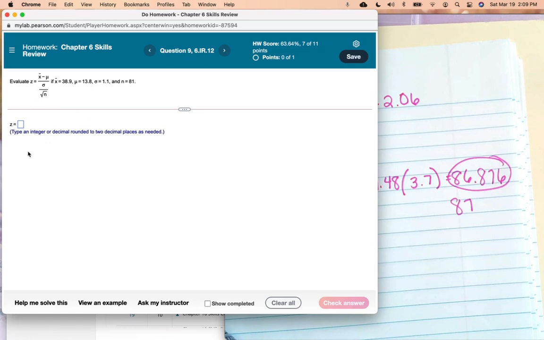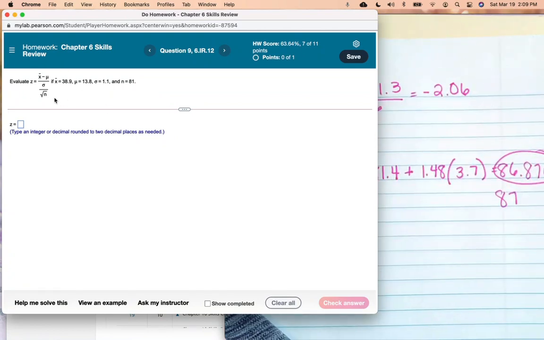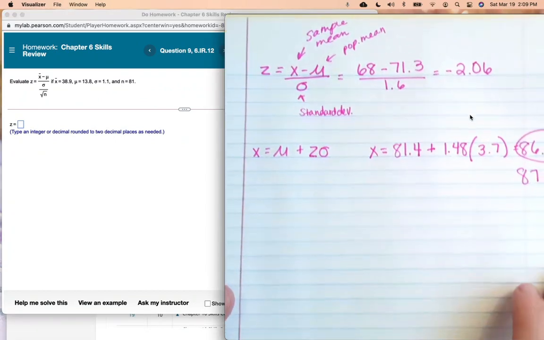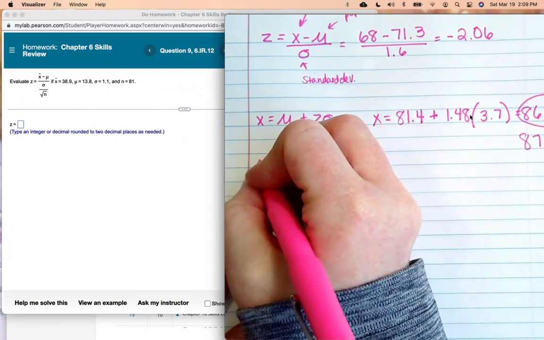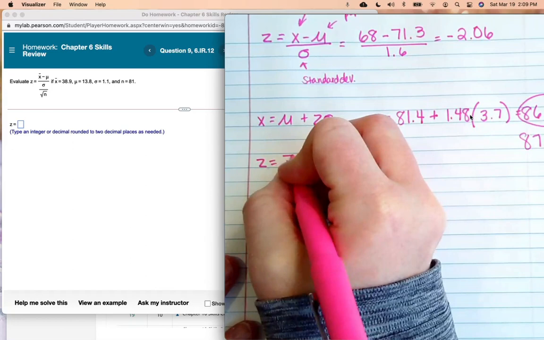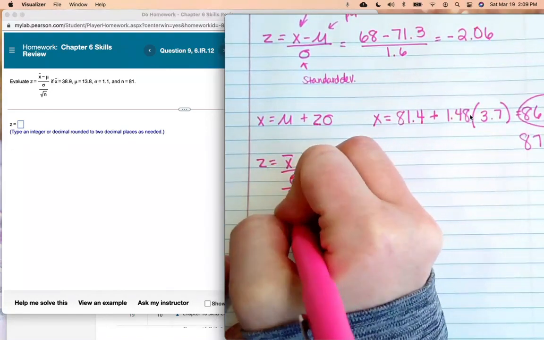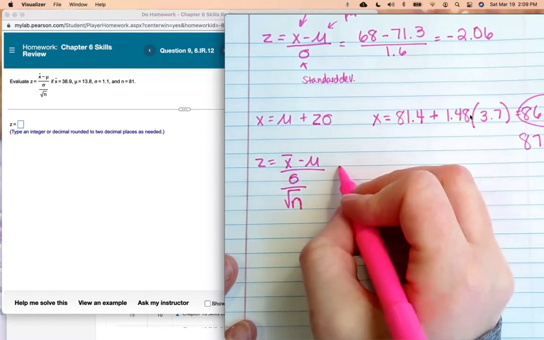All right, the next one, evaluate. This says type an integer or decimal rounded to 2 decimal places. So we are going to round this one. Let's find the z-score given the sample mean, population mean, standard deviation, and how many trials there are. So let's look and see. Z equals x bar minus mu over sigma divided by the square root of the number of trials.